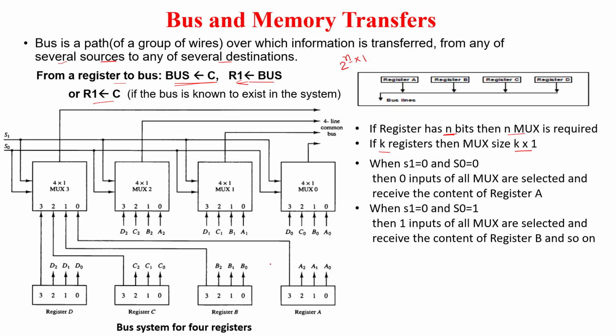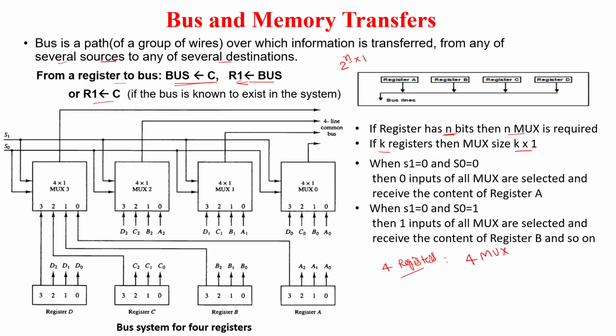Here we have taken an example. In this example, we have taken 4 registers, represented here as A, B, C, D. So how many registers do we have? We have 4 registers. How many multiplexers will be required? Now, each register has how many bits of information?